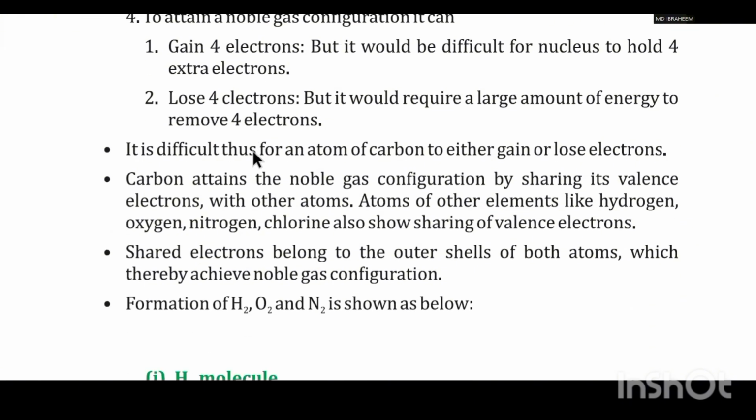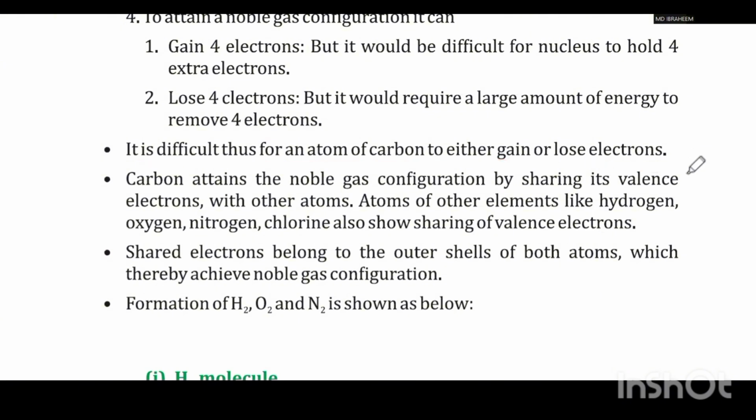Carbon cannot gain or lose 4 electrons because a large amount of energy is required, and it is very difficult for the nucleus to hold 4 extra, or a total of 10 electrons, with only 6 protons. So carbon cannot lose or gain 4 electrons.